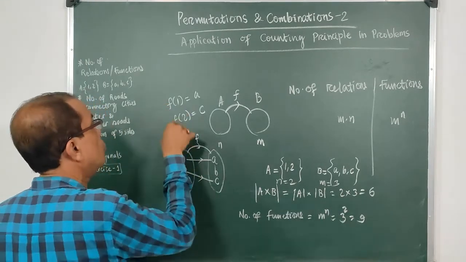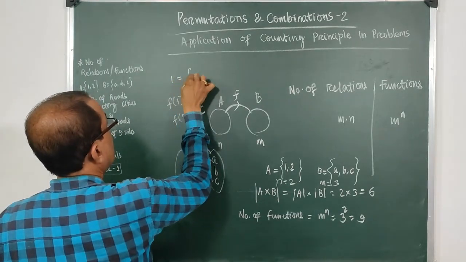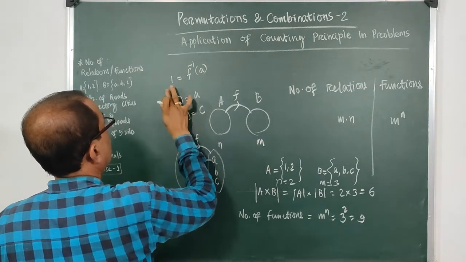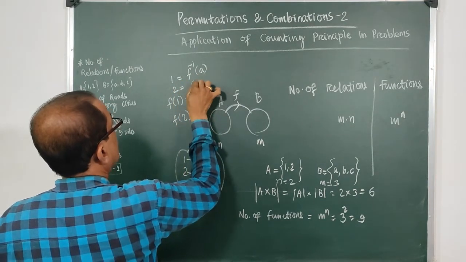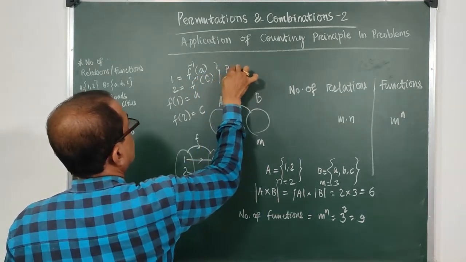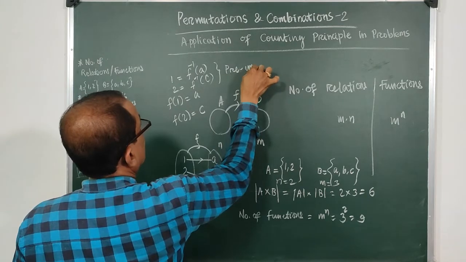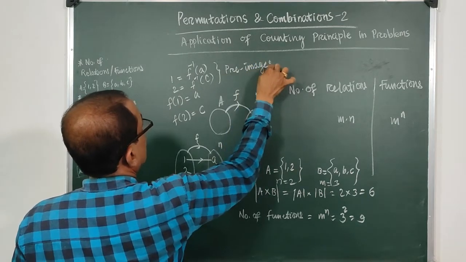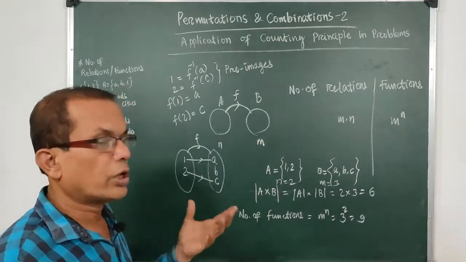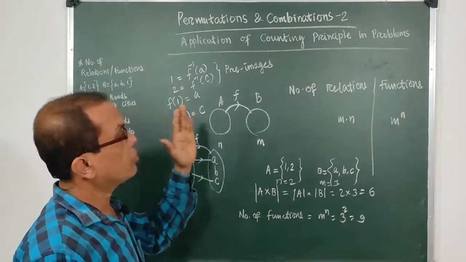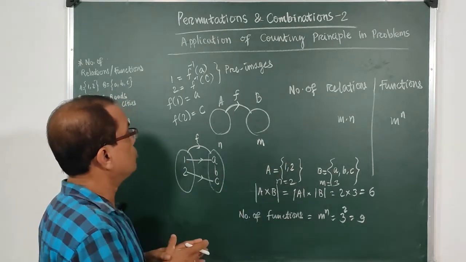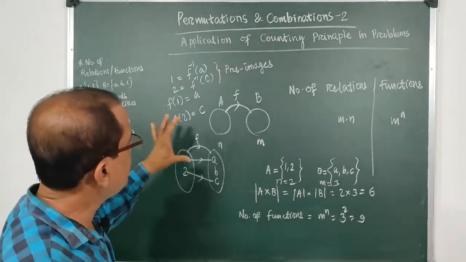And what are 1 and 2 called? 1 is f inverse of A and 2 is f inverse of C. These are called pre-images. In that chapter you also study about domains and ranges, and we are not talking about that because that is not under the syllabus of this part. So we are talking of the pre-images.